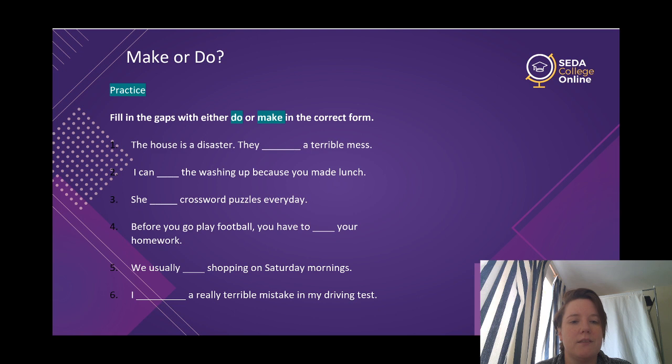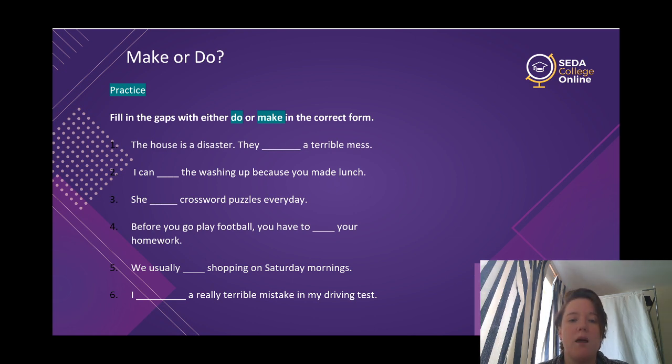The house is a disaster, they a terrible mess. Which one do we use for mess? And look at the tense. Which tense do we use here? Number 2, I can, the washing up because you made lunch. Which one do I use with washing up? And which tense? Number 3, she crossword puzzles every day. Which tense do I use for every day? Remember, she. Don't forget she. You need to change the verb here because it's she.